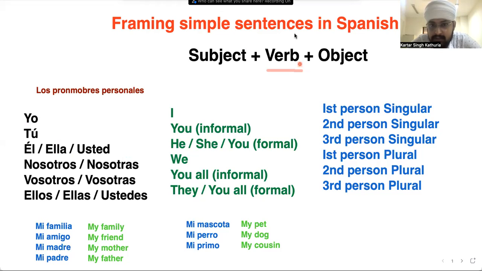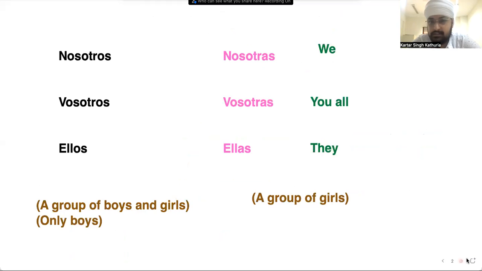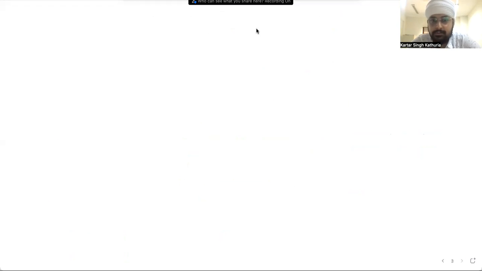So in Spanish, each and every verb will take the conjugation according to the pronoun. So what do we mean by conjugation? It refers to, like in English, we say I am. We cannot say I is or I are. In the same way, in Spanish, for every personal pronoun, there is a specific verb conjugation that we will be studying in the next lesson.